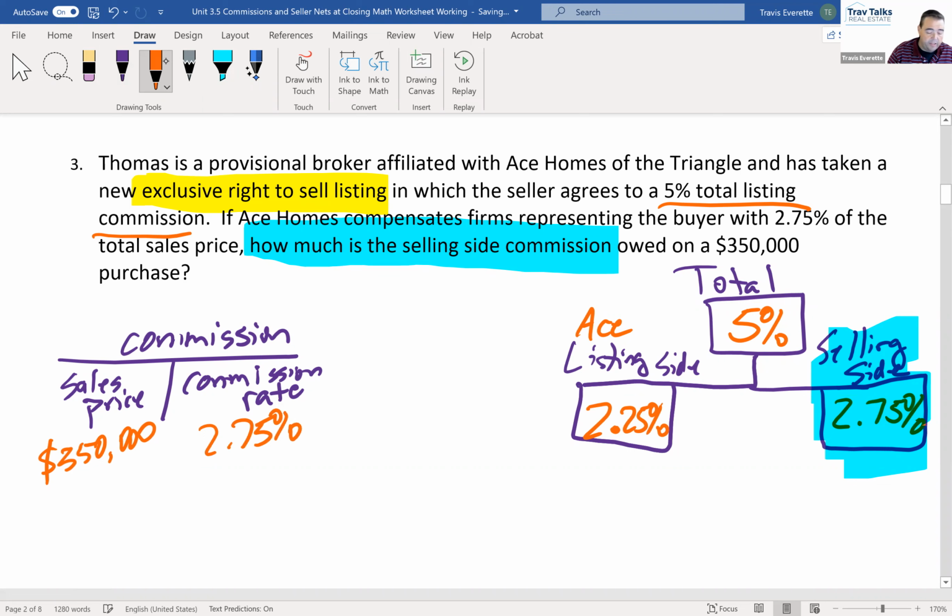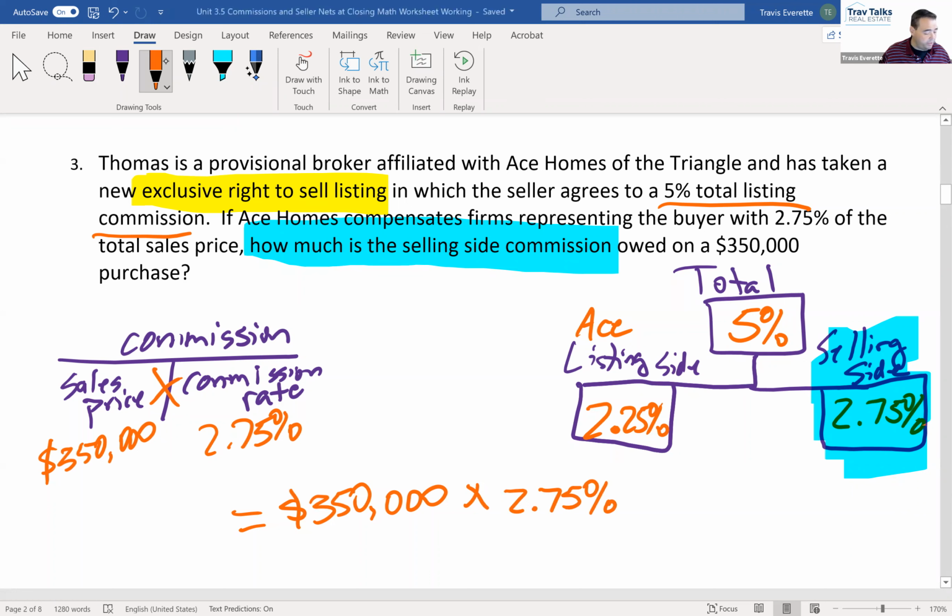2.75%. And so my calculator math is going to be $350,000. And again, they are side by side. So that's multiplication times 2.75%. Remember, nothing else after the percent button.